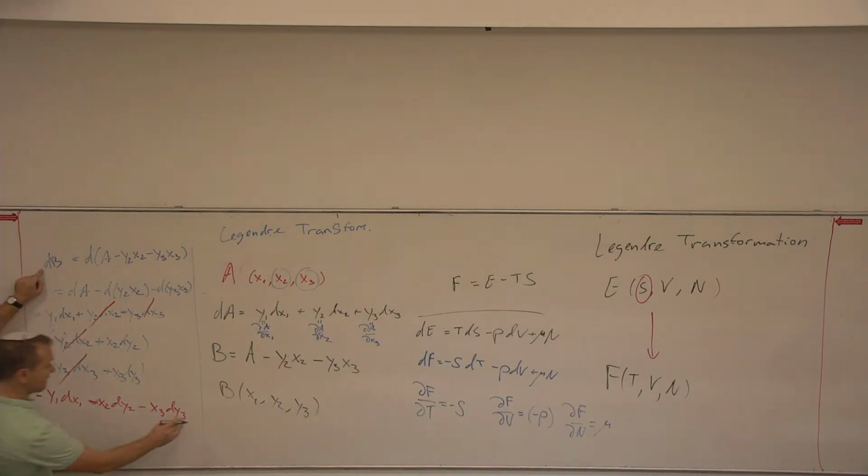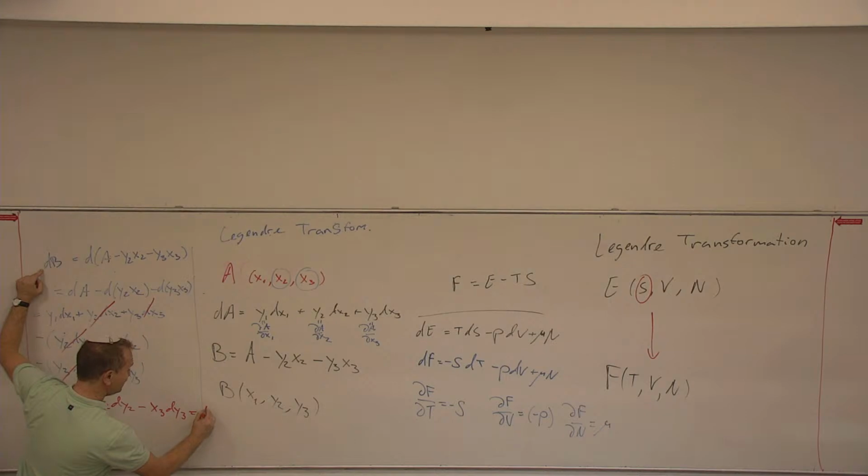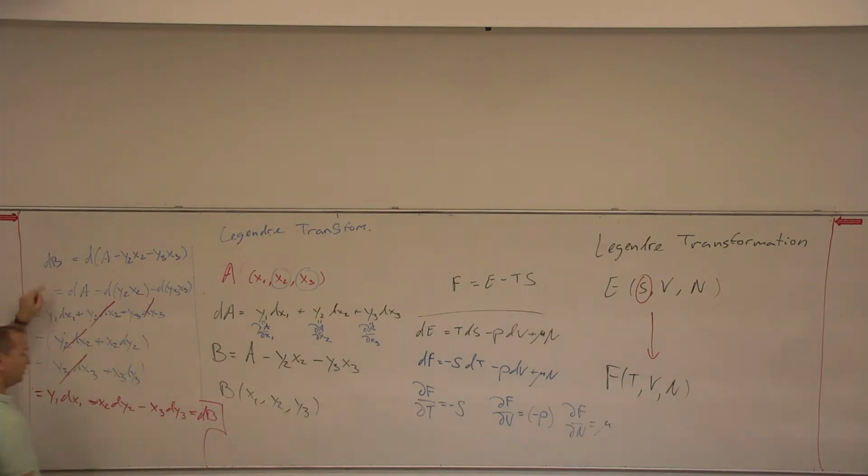This is dV, which means, exactly as I wanted, B is a function of x1 and y2 and y3. But there is a little bit more to it.